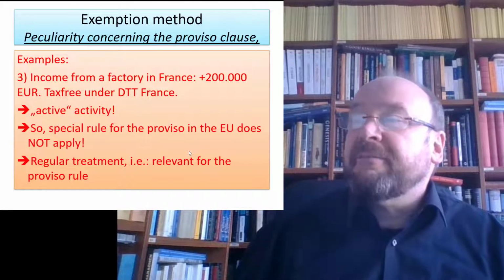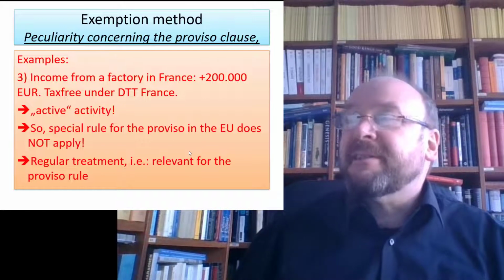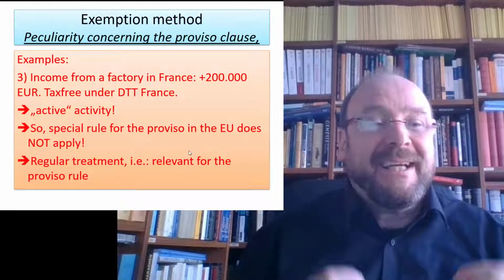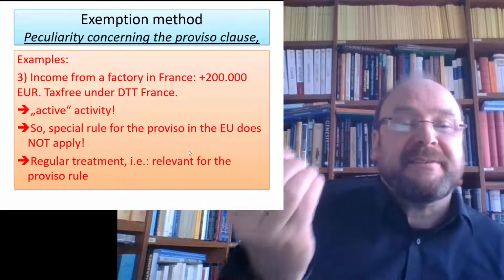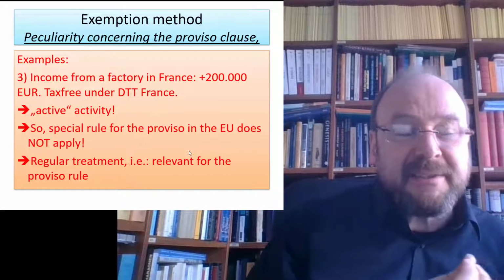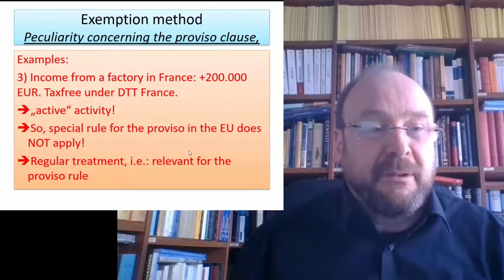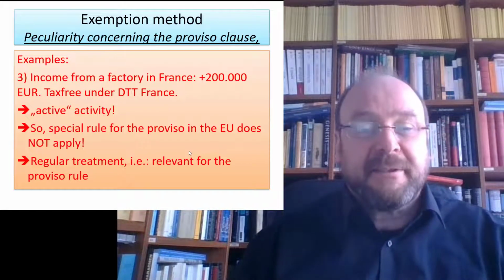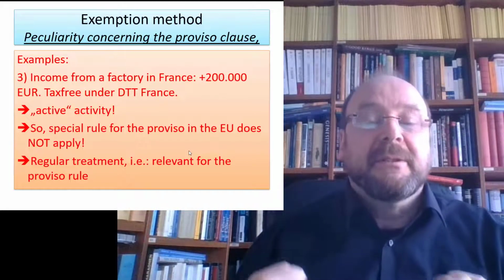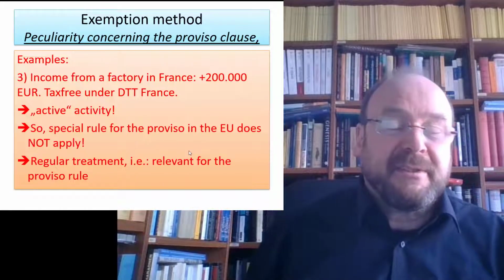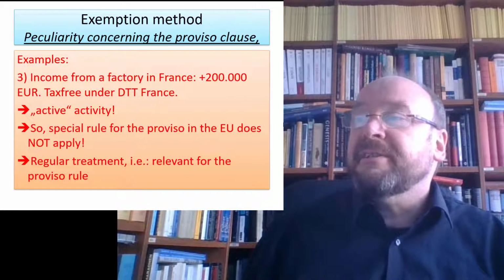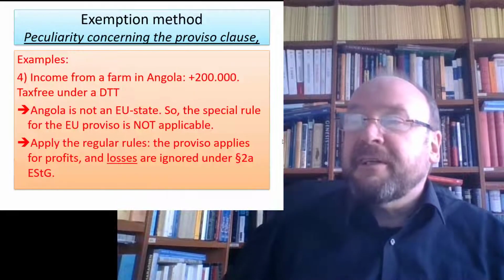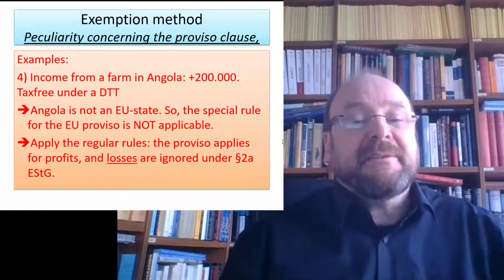Number 3, you have now income from a factory in France, that's 200,000. That's tax-free, but a factory really has a risk of going bankrupt, so investing there can't be a tax-saving model, and so we have no deviation from our general rules. The Proviso here counts for profits and losses from the factory, so here this 200,000 would be relevant for the Proviso calculation. Imagine furthermore you have income from a farm in Angola, it's tax-free under the DTT.